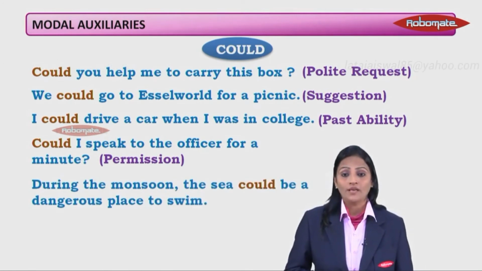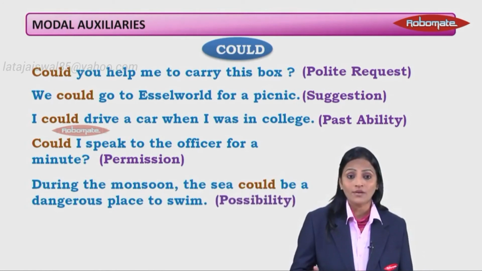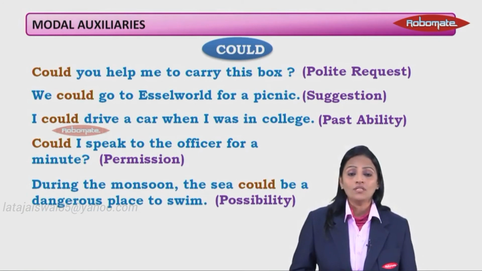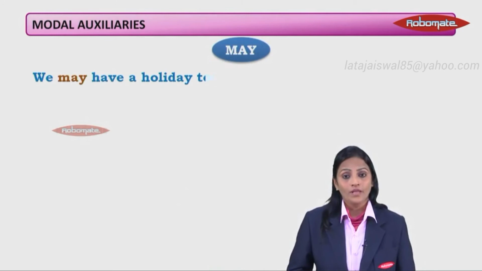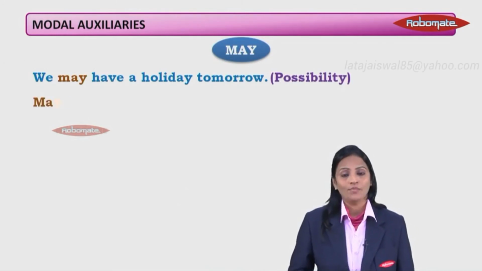So next one here, during the monsoon, the sea could be a dangerous place. So one more, see, we have another possibility. So here could stands for possibility. Now let's go on to may. We may have a holiday tomorrow. As we've seen earlier, it shows possibility.